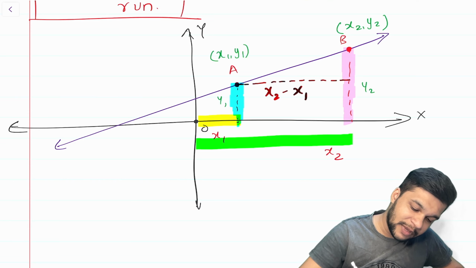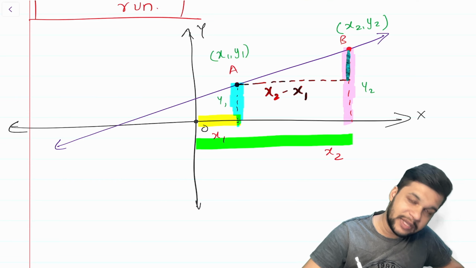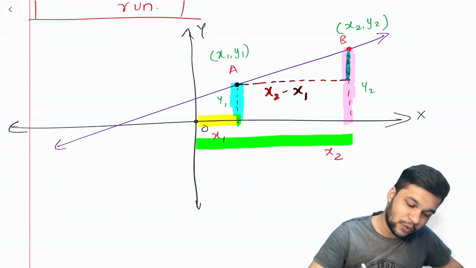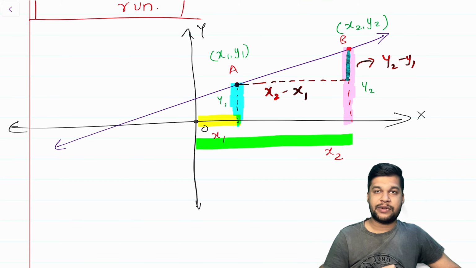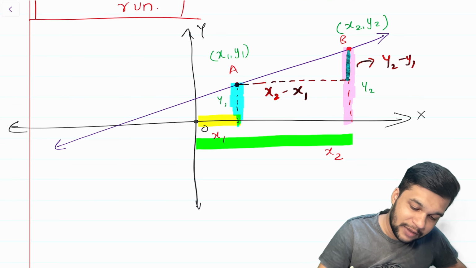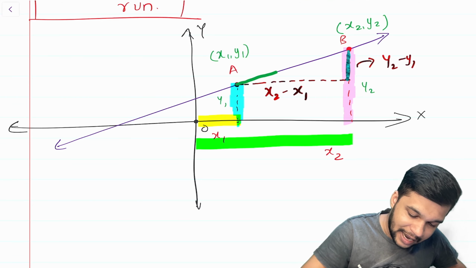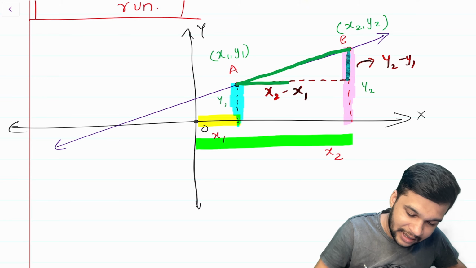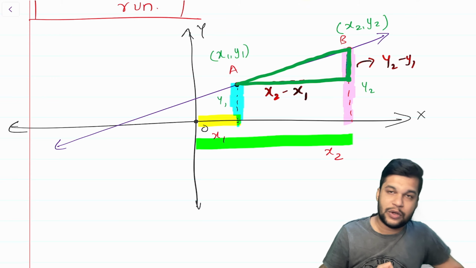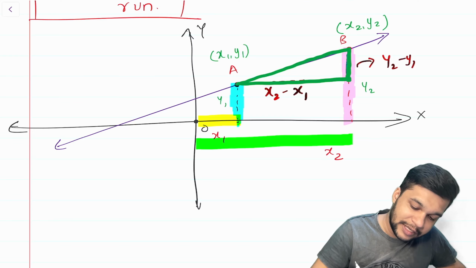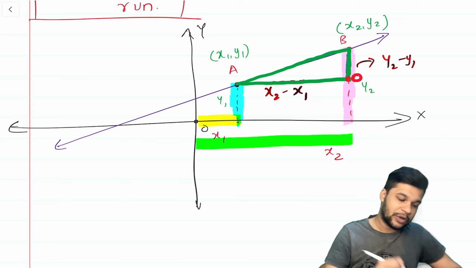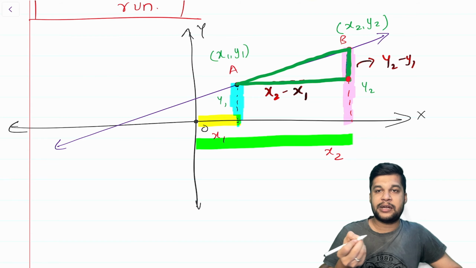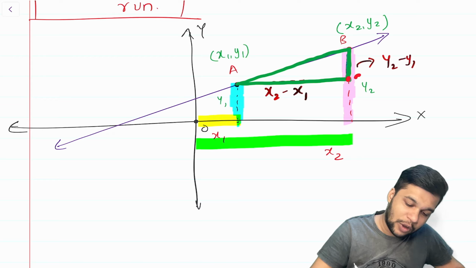So can you tell me what will be this distance? This distance over here will be y2 minus y1. Now if you observe, I have a right angle triangle. Let us call this point O. Actually, let's not call it O because it might confuse you with the origin. So let's call this point C.